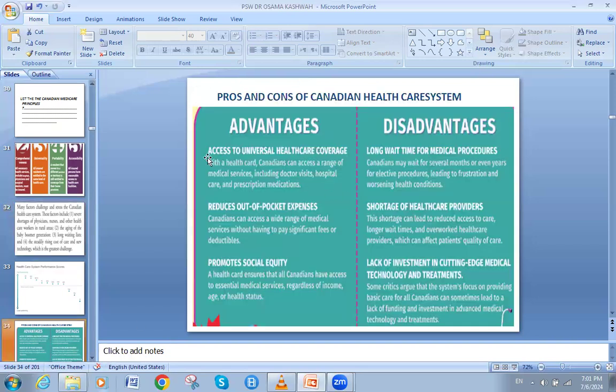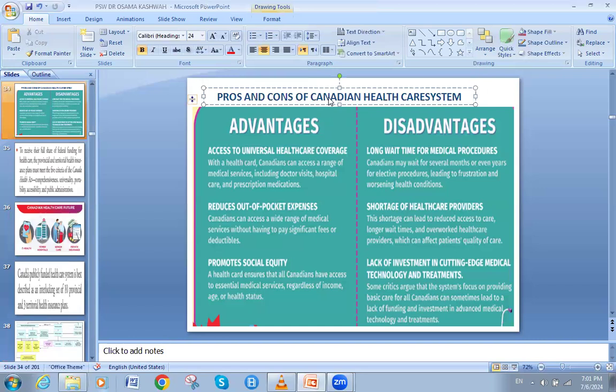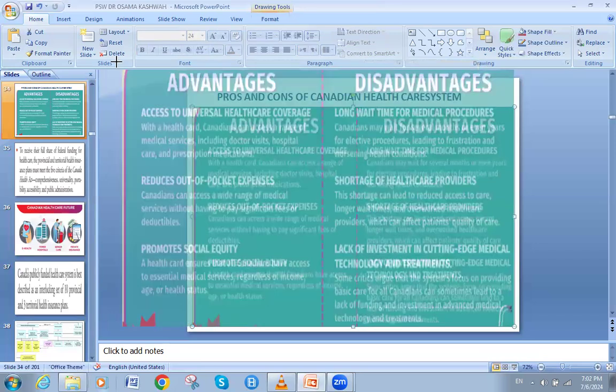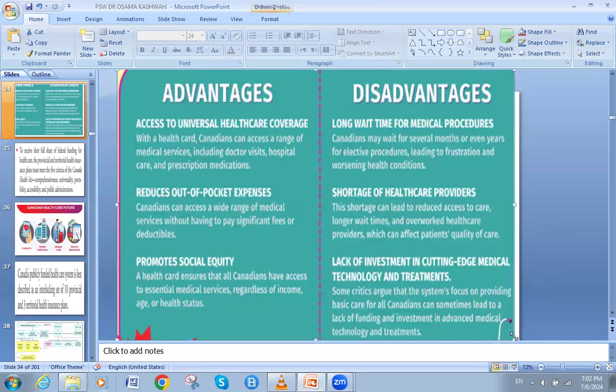Right. Everything has its pros and cons. So we also have pros and cons in the Canadian healthcare system. So what are the pros, the advantages and disadvantages of the Canadian healthcare system? Let us see what it is about.